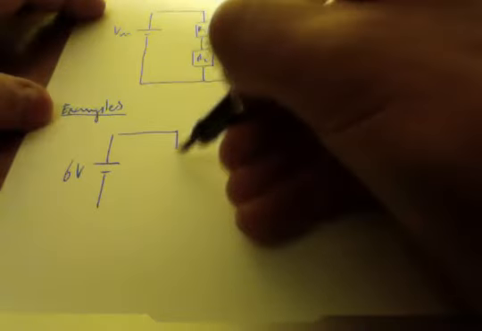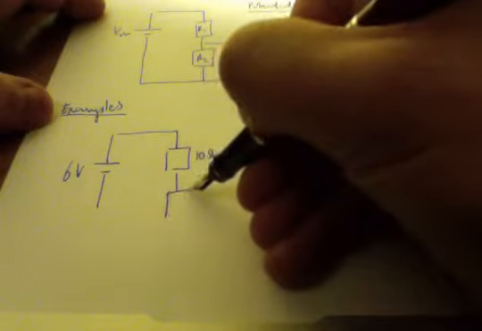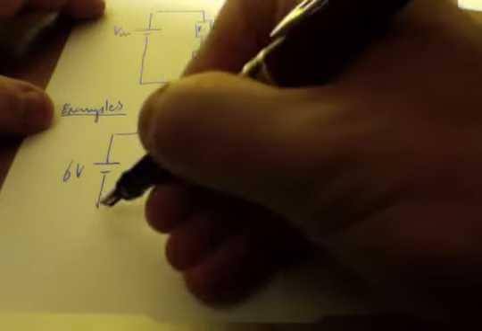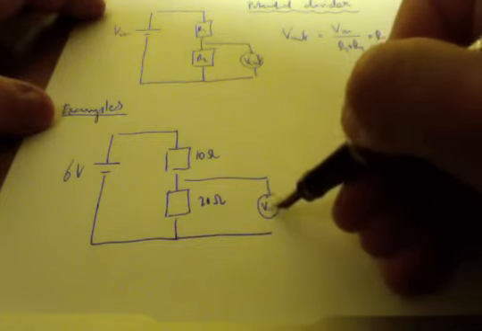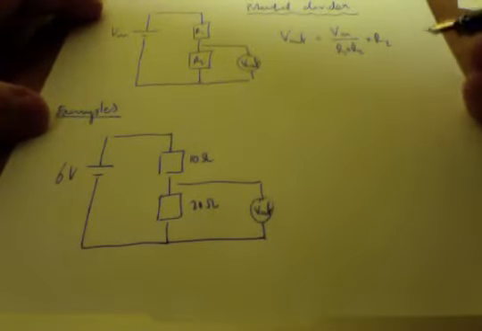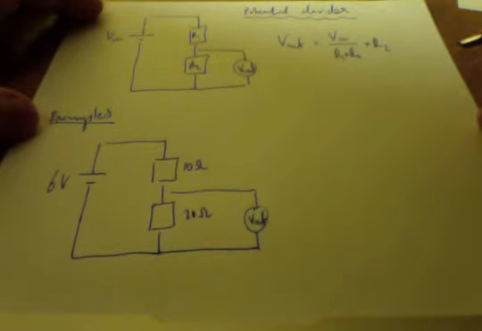Okay, let's try this one. I'll give you two examples. 6 volts. Let's do 10 ohms and 20 ohms. And I'm looking for the output. Think you know the answer? Hit pause. Otherwise, here comes the result.